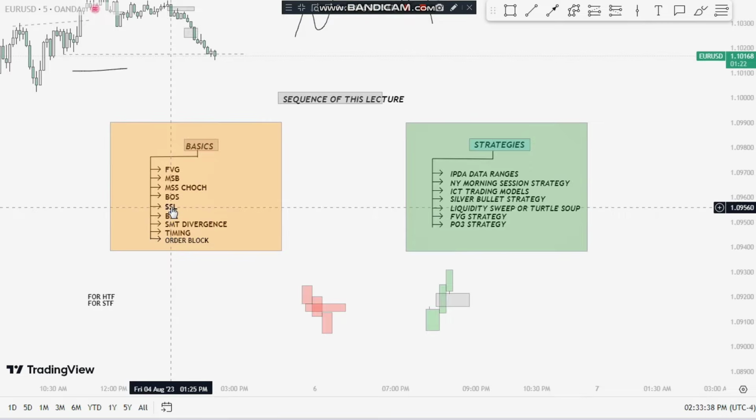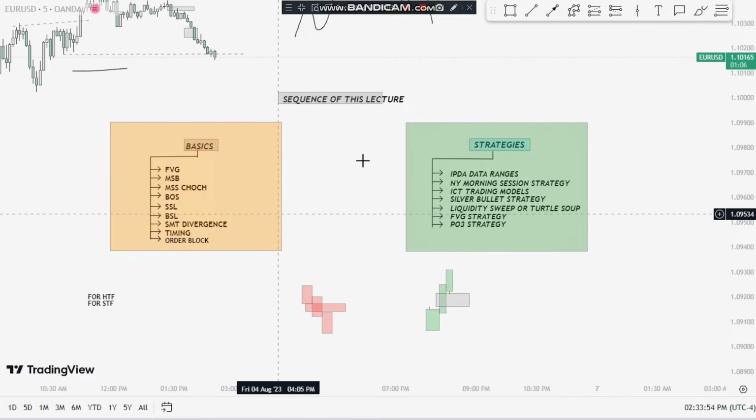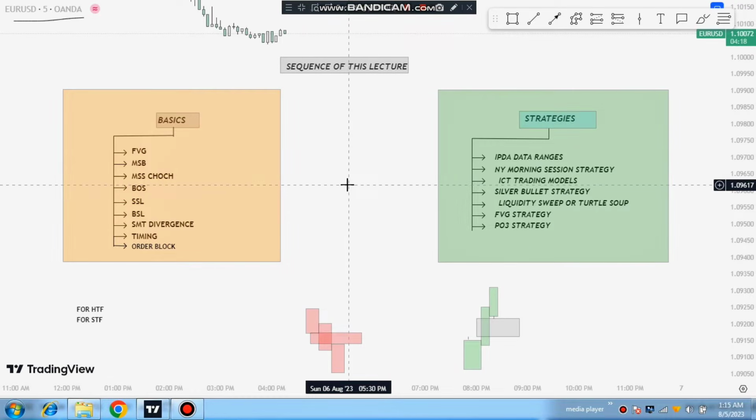Now what is SSL and BSL? SSL means sell side liquidity and BSL stands for buy side liquidity. But before discussing it, we will discuss what is liquidity, then we will come towards SSL and BSL. So what is liquidity?